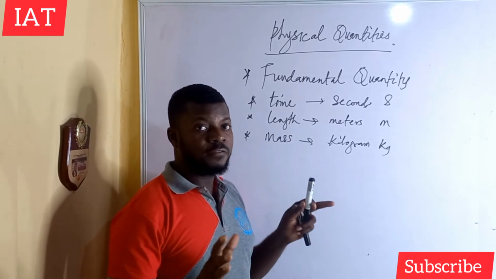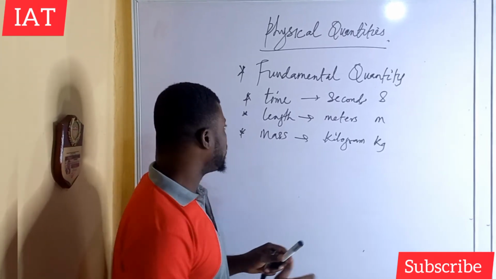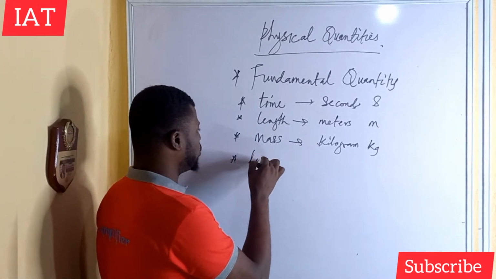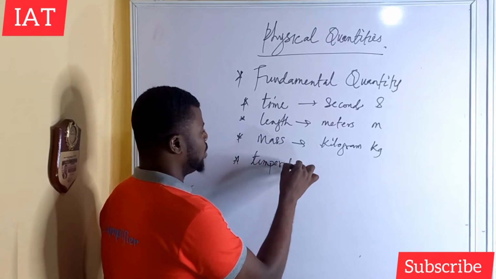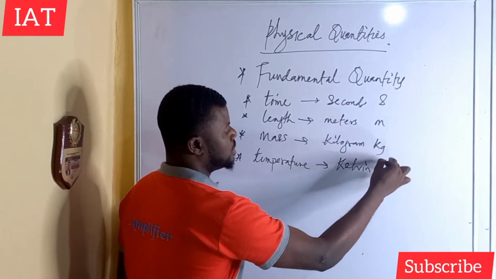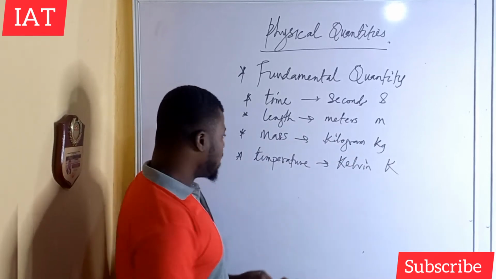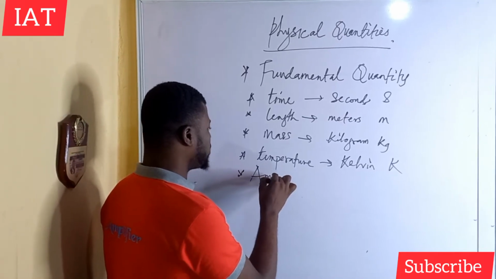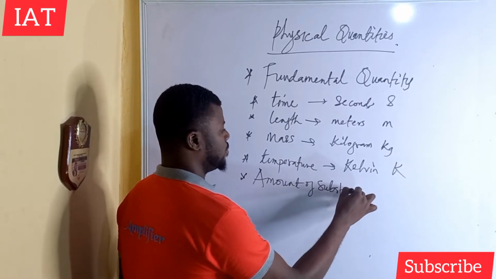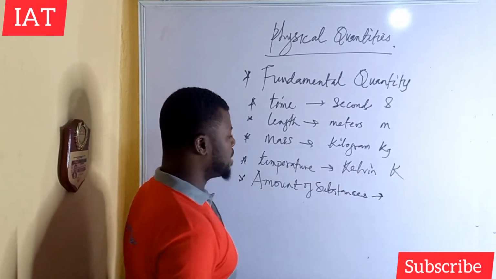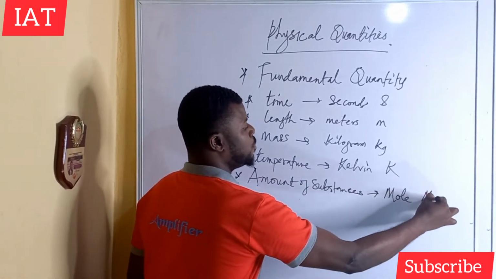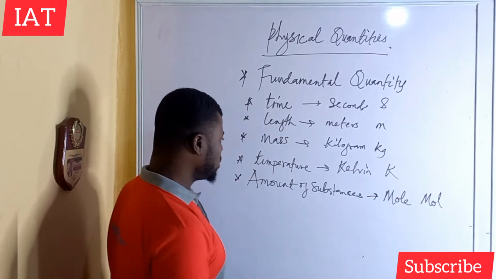That does not mean they are the only fundamental quantities that exist. We still have other ones, which include thermodynamic temperature. We can simply put it as temperature, and this temperature is measured in Kelvin, for which the symbol is just K. Another one we're going to consider is amount of substance. This amount of substance is measured in mole, and we use mol as the symbol for mole.